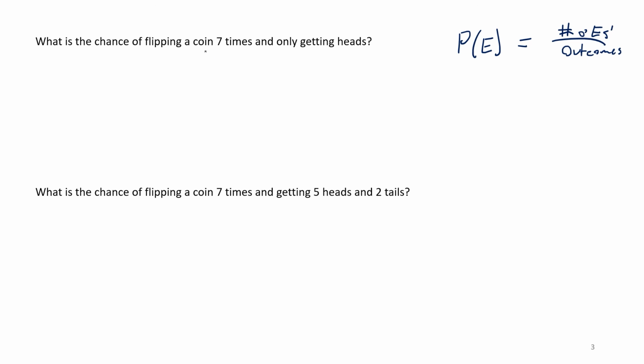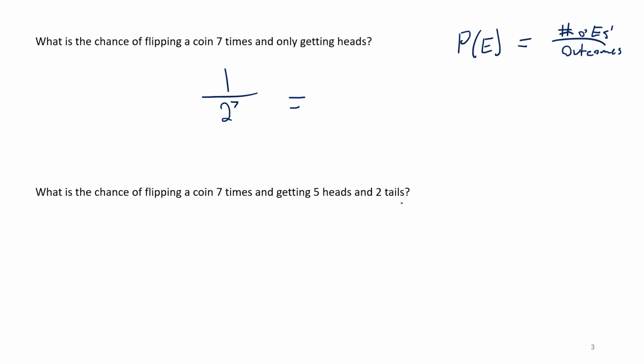The number of ways we can get only heads is 1. It doesn't matter what order you get them in, it's always going to be 1. And the total number of possible outcomes is 2 times 2 times 2 times 2, because you have 2 options for each one. So this will be 2 to the 7th. This will be something very small, obviously. So there's a very low chance you're only going to get heads. You will get problems like this. These are gimme problems. Don't miss them.